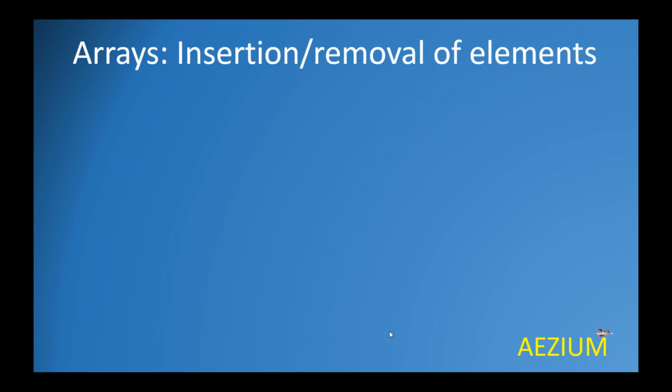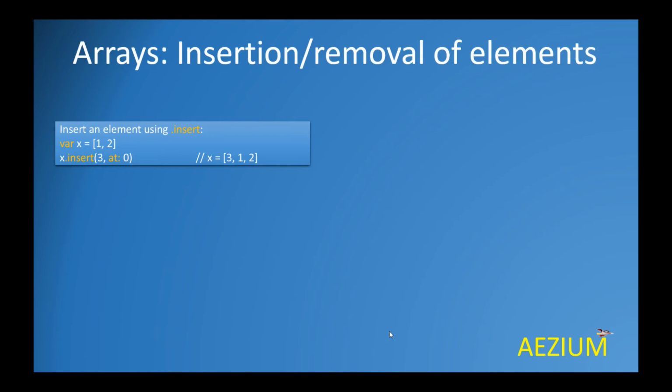We could also insert and remove elements of arrays. To insert an element into an array, we use dot insert, and we use this notation, this arrangement here. So x, which is the name of our array, followed by dot insert. Inside parentheses, we have a keyword at, followed by colon.